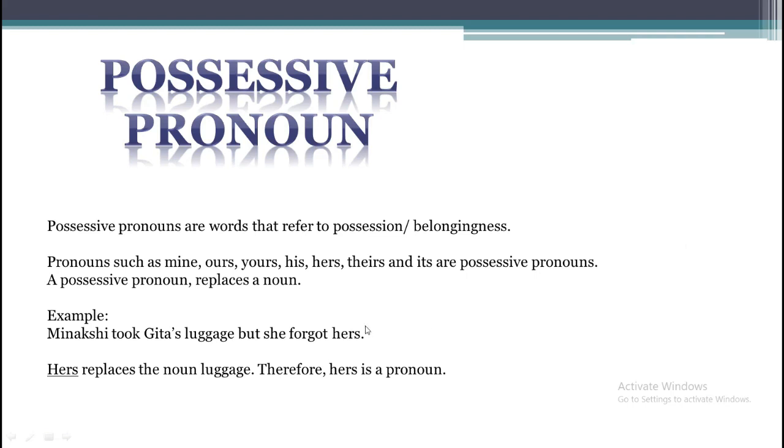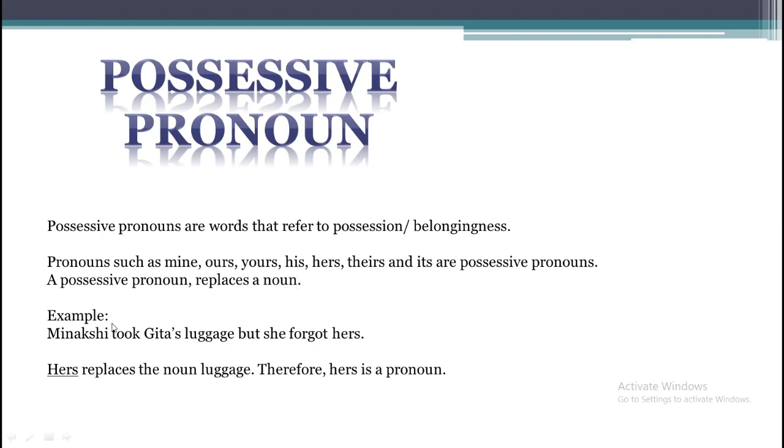Next type we have possessive pronoun. As the name suggests, possession. So possessive pronouns are the words that refer to possession or belongingness. Wherever we want to show some sort of belongingness or ownership, then we use possessive pronouns. Pronouns such as mine, ours, yours, his, hers, theirs, and its are possessive pronouns. Now, a possessive pronoun replaces a noun. This we all know, pronouns replace a noun.